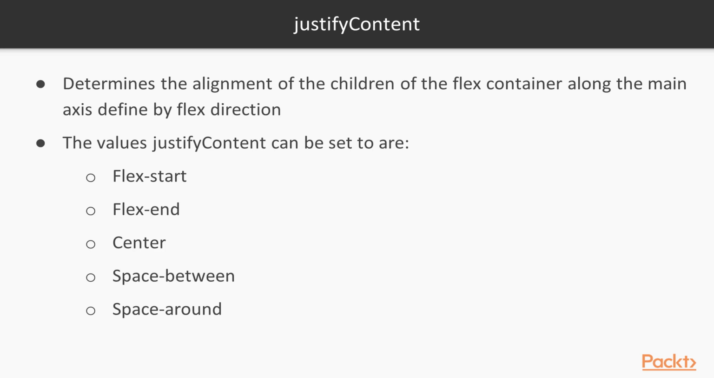JustifyContent is the counterpart to align items, because JustifyContent will align the children of the FlexBox container along the main axis defined by flexDirection. Based on React Native's default to column, JustifyContent will by default align items vertically. The values that can be applied to JustifyContent are flex start, flex end, center, space between, and space around.